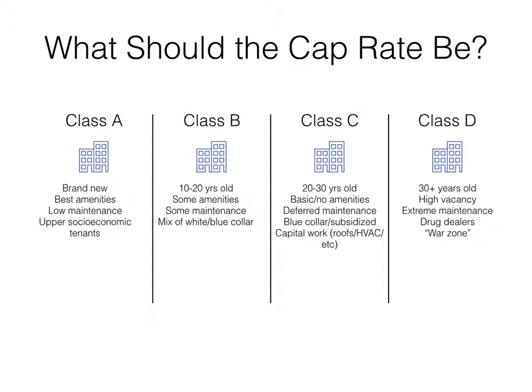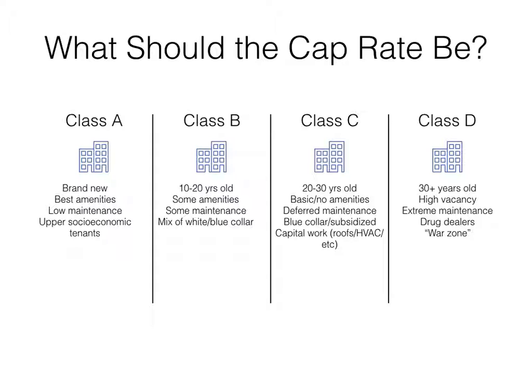So what should the cap rate be? In order to understand that, we have to understand that there's 4 asset classes or property classes. You have your Class A, which is your brand spanking new, beautiful, high-end, best amenities, brand new apartment complex, all the way down to your Class D, which is really old, super high vacancy. Typically, you're going to have the drug dealers and all sorts of crime rate. It's basically a property that you don't want to deal with, and we don't deal with.